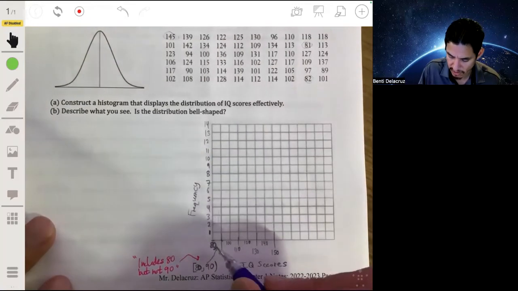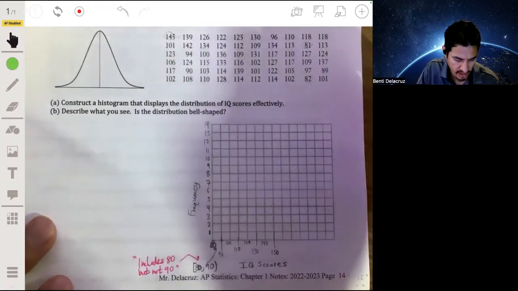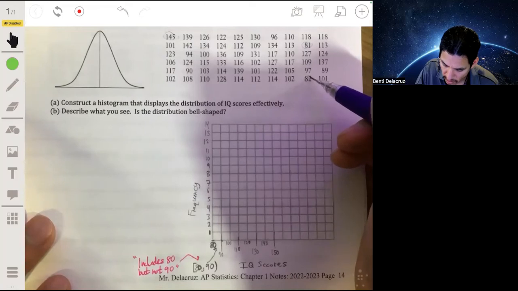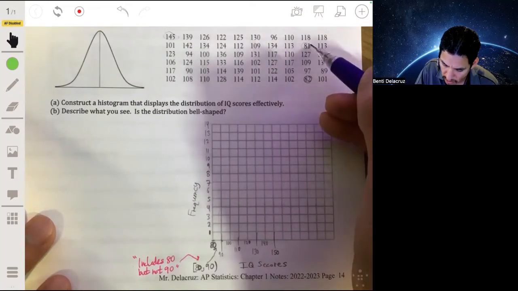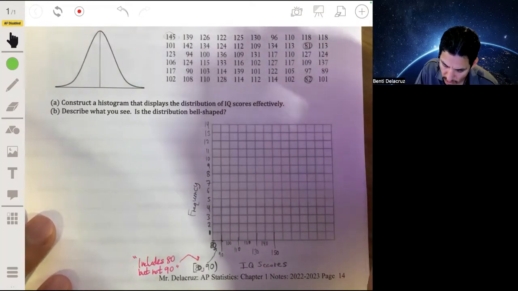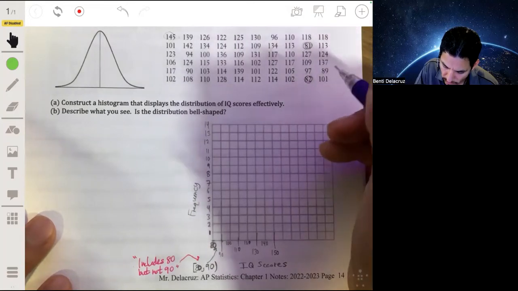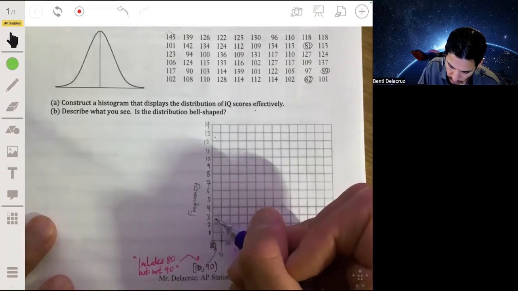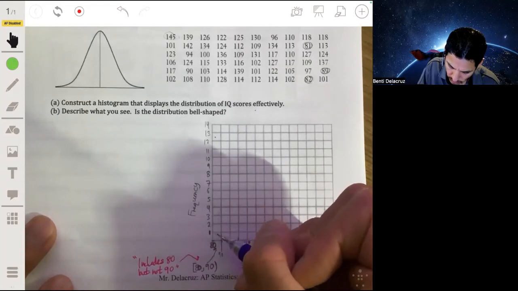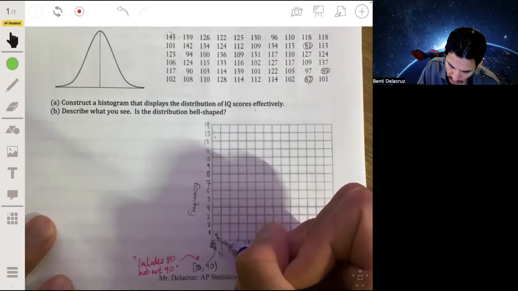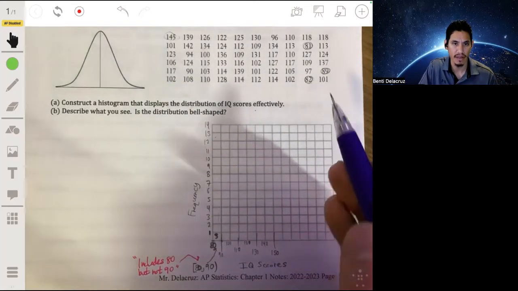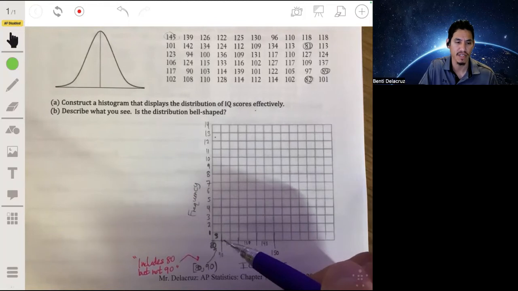So let's see how many values are from 80 to less than 90. And we should get, let's see, 1, 2, and 3. So I'm going to put a 3 here just for now. We don't care about the exact values. We just care that they're from 80 to less than 90.